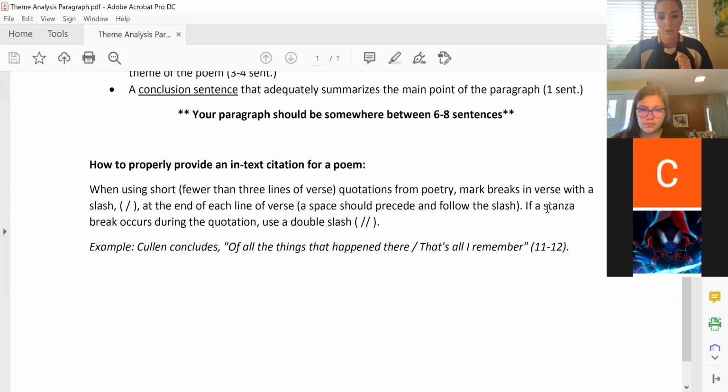If you guys are quoting something that comes from separate stanzas, so remember in this poem specifically, some of the sentences end on different stanzas. So if you're doing that, you'll use double slashes instead. So say line 11 happened in stanza 1, line 12 happened in stanza 2, you would have a double slash here, okay, instead of just the one. You don't have to worry about giving the title of the poem or the author's name in your parentheses, just give the line numbers, okay, because we're just working with one text. So that's all you have to worry about doing.